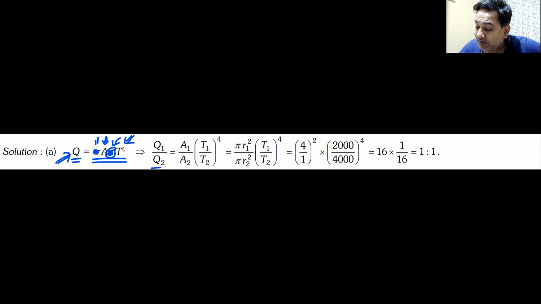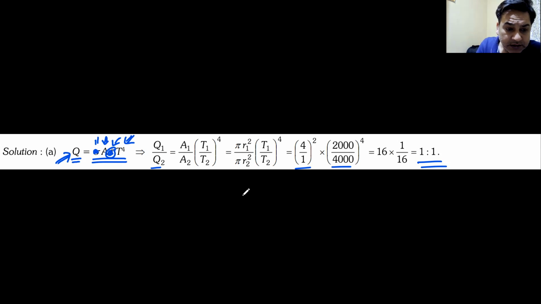So I write the ratio. It is A1 by A2 multiplied by T1 by T2 raised to the power 4. If I find the ratio of A1 and A2, I will get R1 square by R2 square. When I put in the values, I end up with the answer 1:1. Do we understand this? Any doubts on this one? No, sir. Sure? Sure.